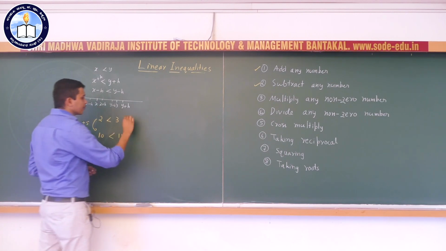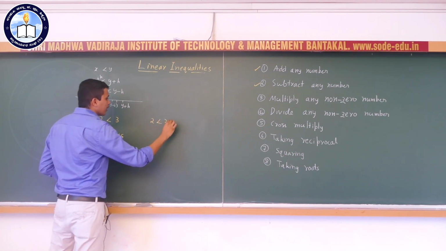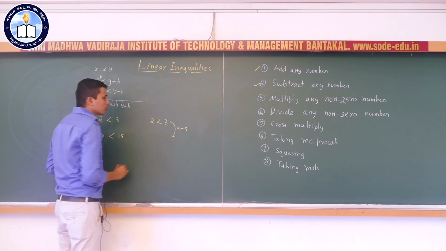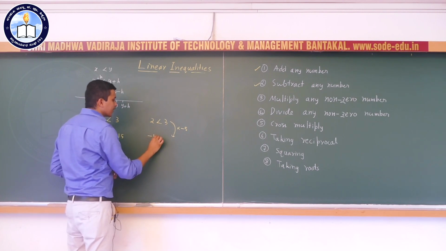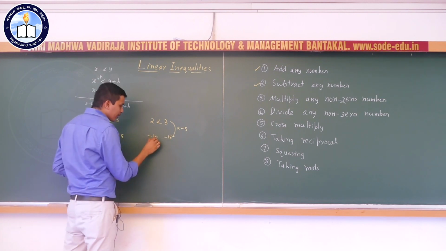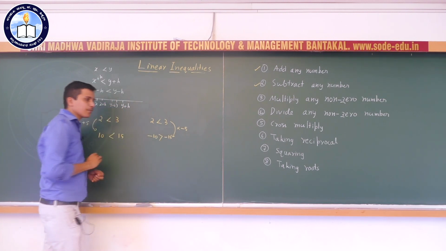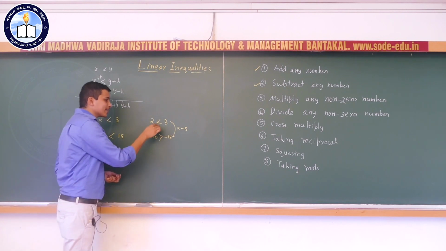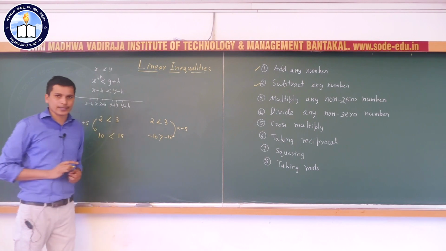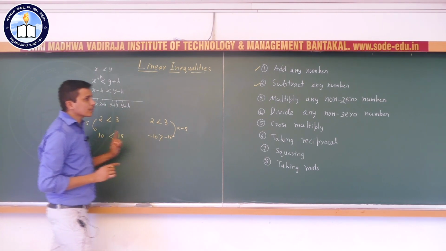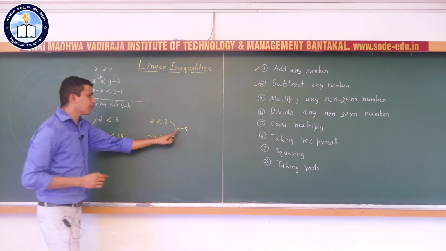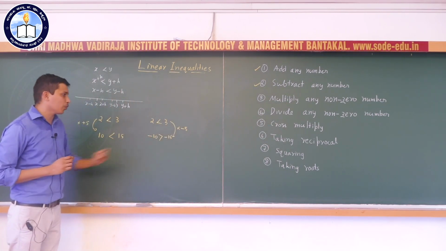But if you multiply this inequality by a negative number, suppose minus 5, what happens? It is minus 10 here and minus 15 here. Which one is larger? Minus 10 is larger than minus 15. What happens to the inequality? It reverses: the less than symbol changes to greater than. So in the case of multiplication by negative numbers, you should be careful and change the symbol.